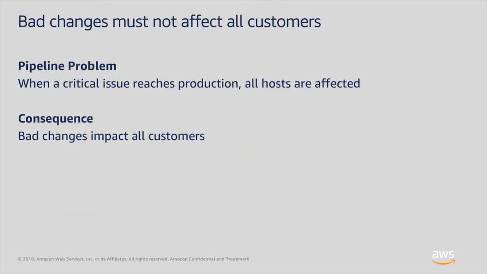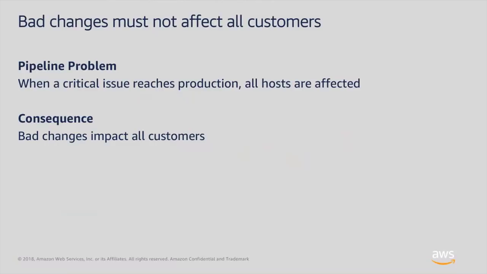An example is when a critical issue reaches production, all hosts are affected. The consequence of that is bad changes impact all customers. So say you release something bad to production, say the code passes, it somehow gets through your health checks, but in production it's failing. It's not displaying what you'd want. You don't want that rolling out to all of the systems in production in a rolling change.